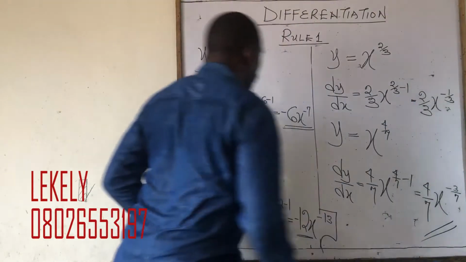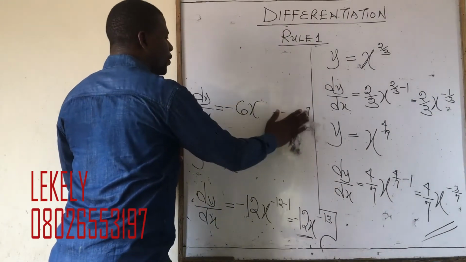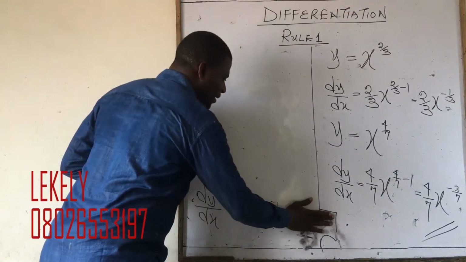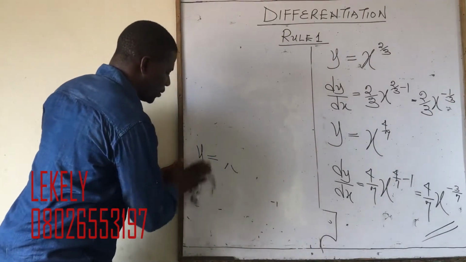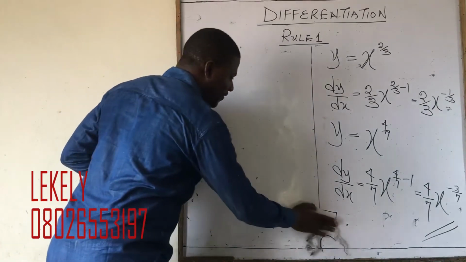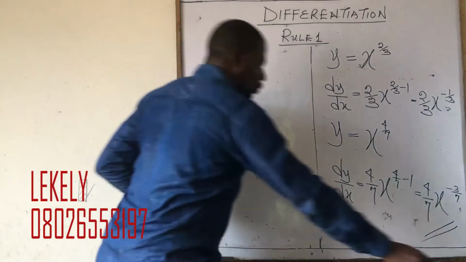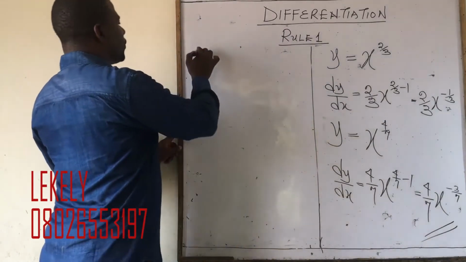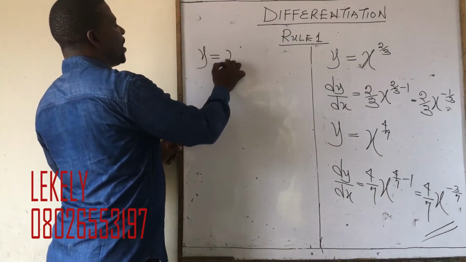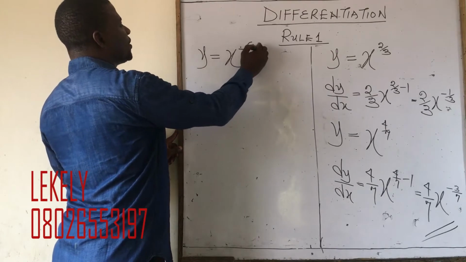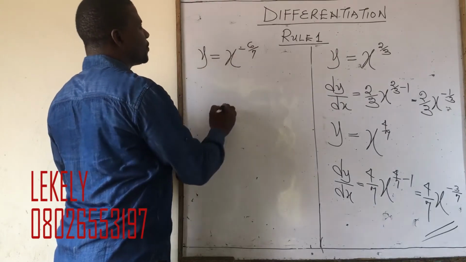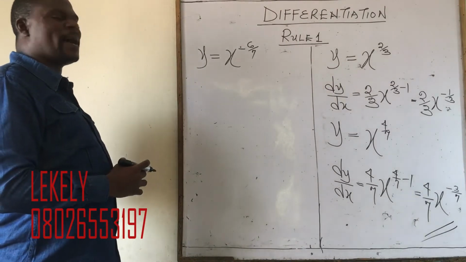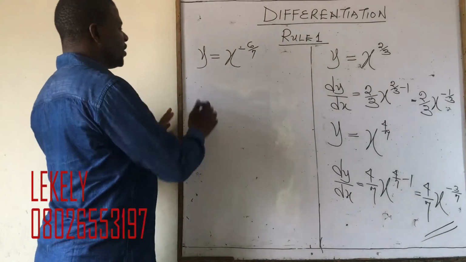And lastly, on rule 1, if you have a question like this, you have y equals x raised to power minus 6 over 7. Differentiate.